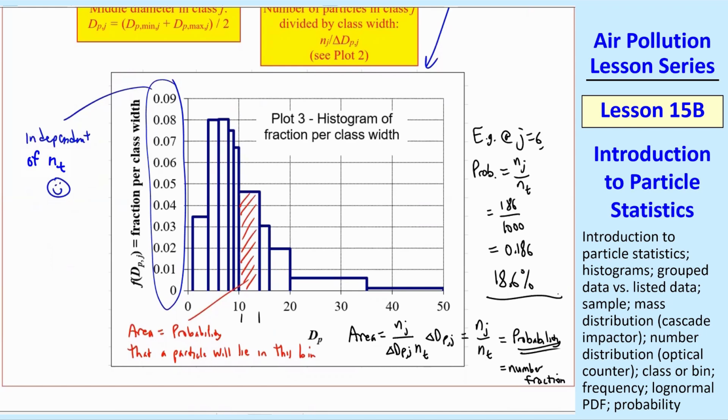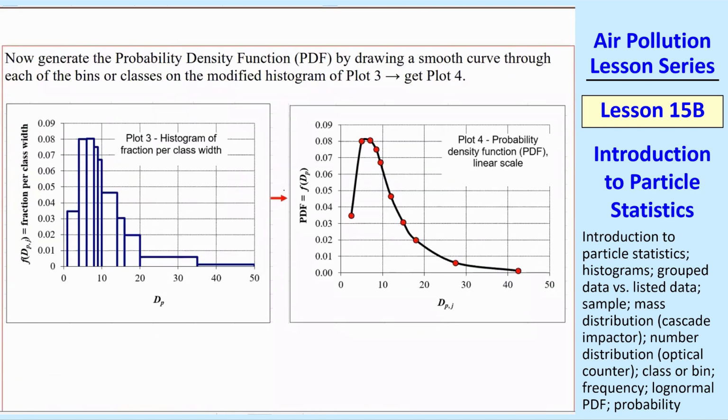Well, statisticians like to deal with equations, not just histograms. So we can now convert this to a probability density function, a PDF. We simply take all these middle values here, dpj is the mid value, remember, and we fit a smooth curve through all those points. And in the limit, if you have an infinite number of data points, you get a smooth curve. But this is now a PDF.